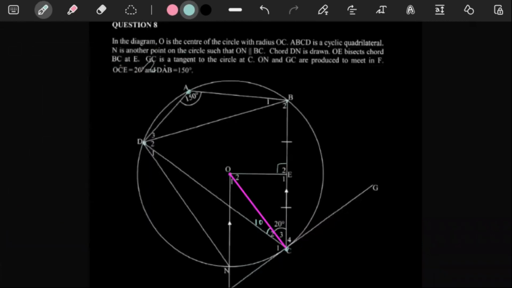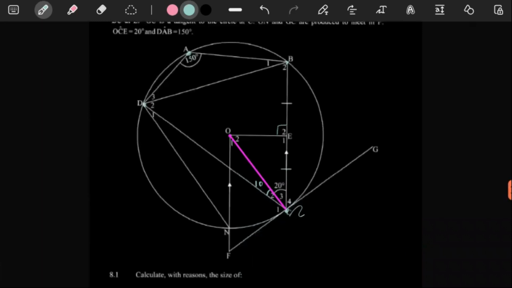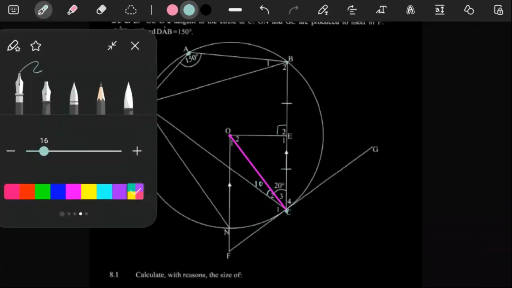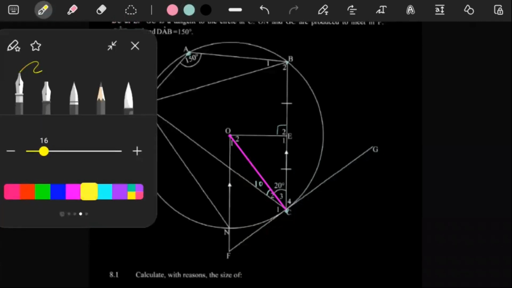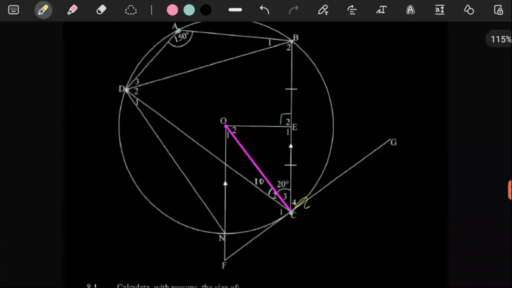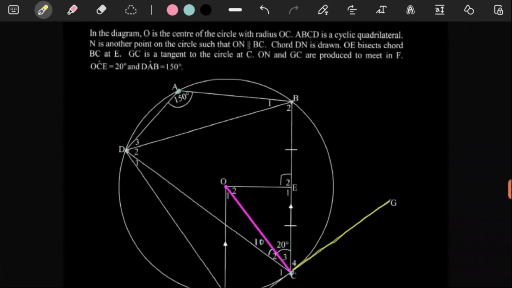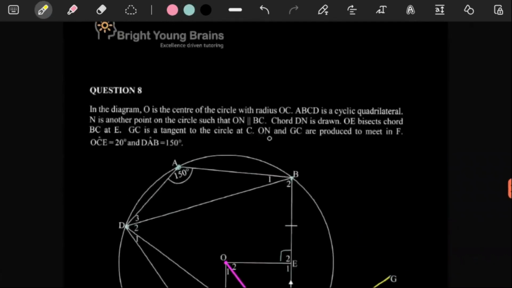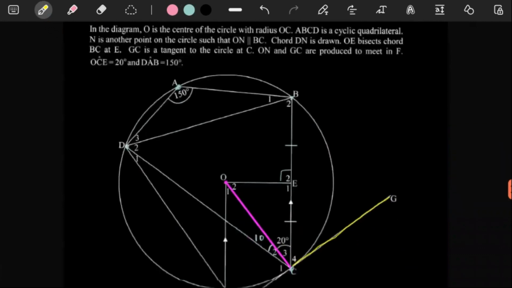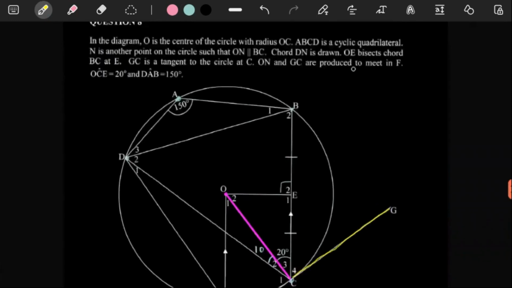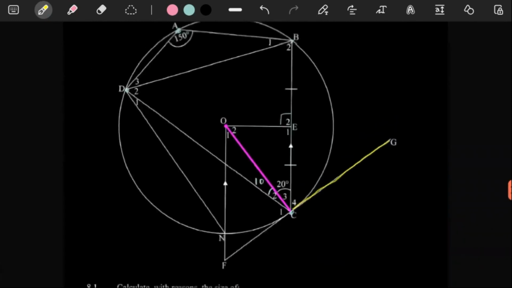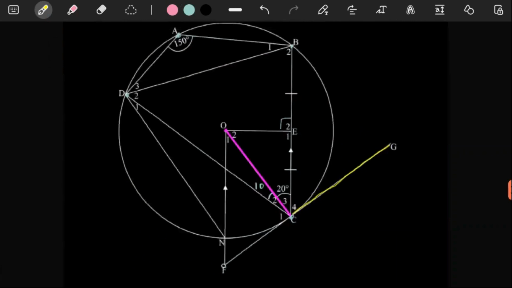And then it says GC. Yeah, this one, this sketch. To be honest, this is one of those sketches that look difficult, but it is just a lot of information, and that information is really going to help us. So let's see. ON and OC, that's the radius.